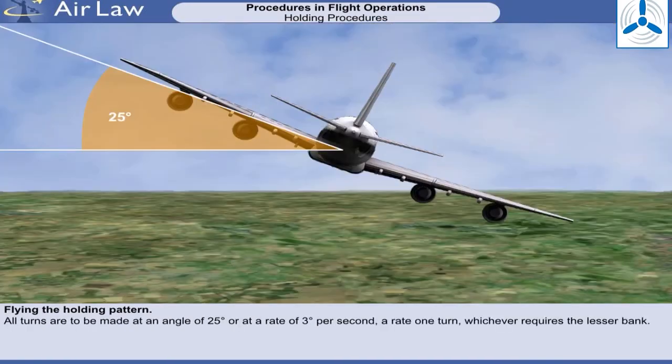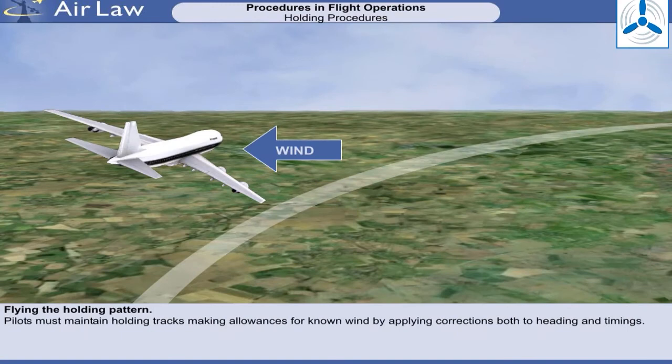In flying the holding pattern, all turns are to be made at an angle of 25 degrees or at a rate of 3 degrees per second, a rate 1 turn, whichever requires the lesser bank. All the procedures depict tracks that pilots will be able to maintain, making allowances for known wind by applying corrections both to heading and timings.